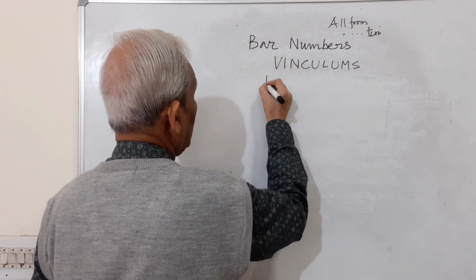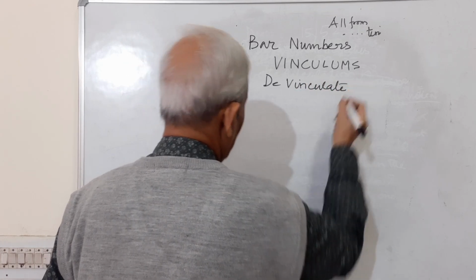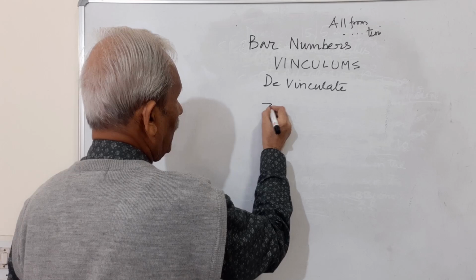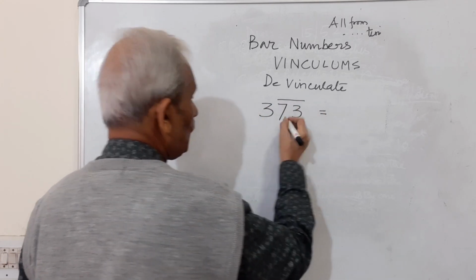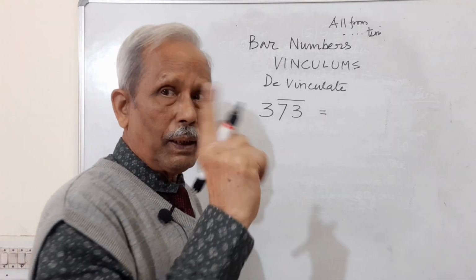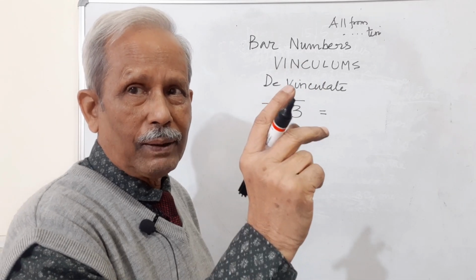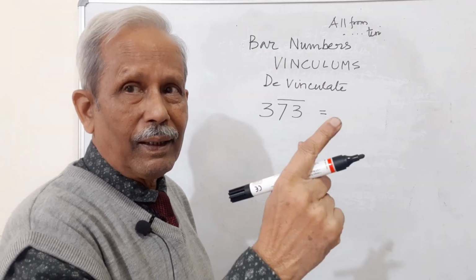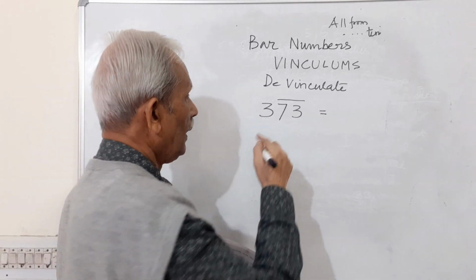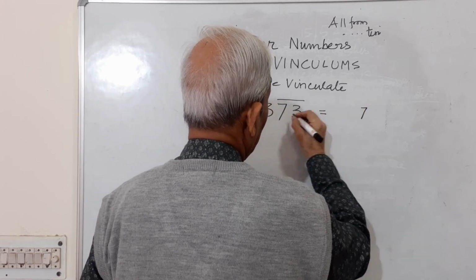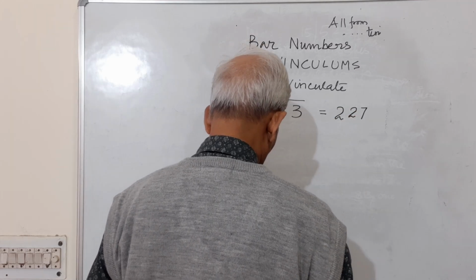So devinculate bigger numbers. Say for example we have 373 and both the numbers are vinculated, we have to devinculate it. Remember devinculation. Reduce it from 10, then reduce the next number from 9, and then reduce the number on the left by 1. Don't increase it, but reduce it. 10 minus 3 is 7, 9 minus 7 is 2, and 3 is reduced, it becomes 227.